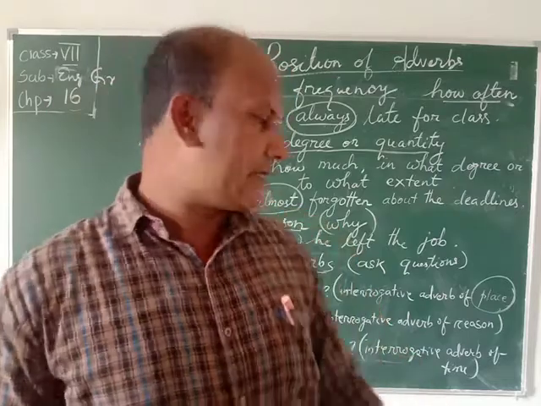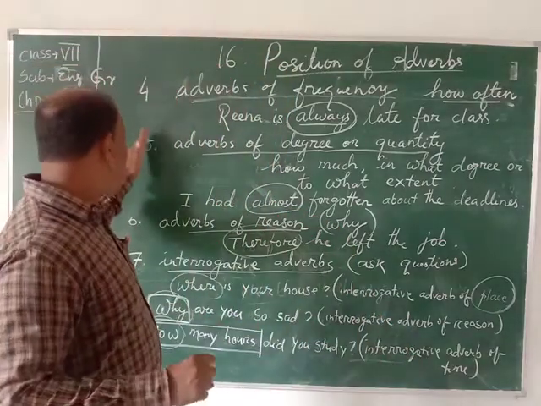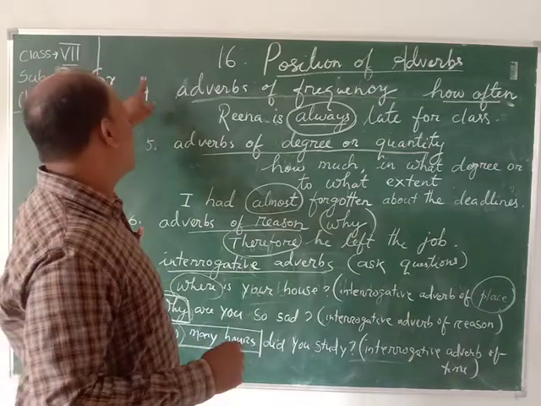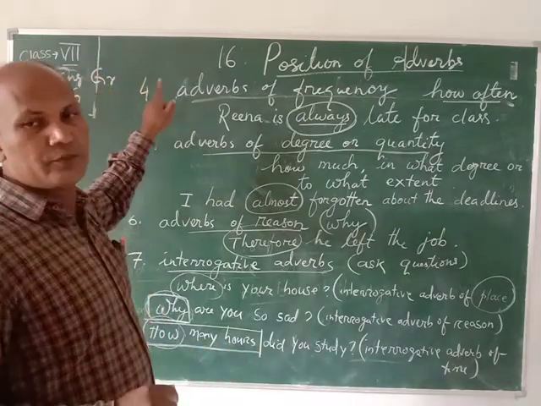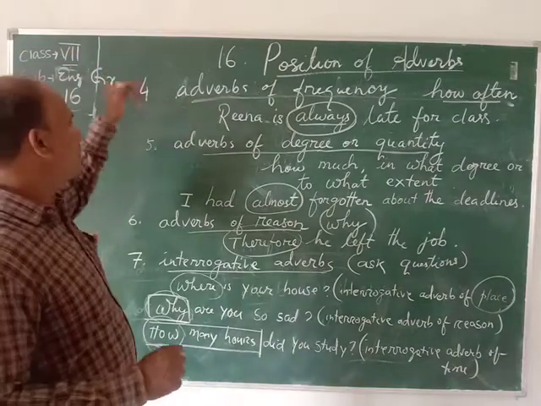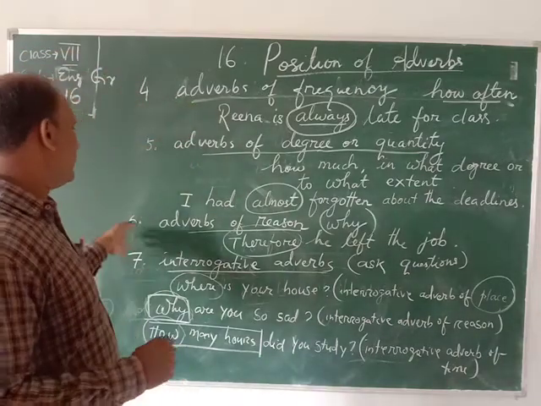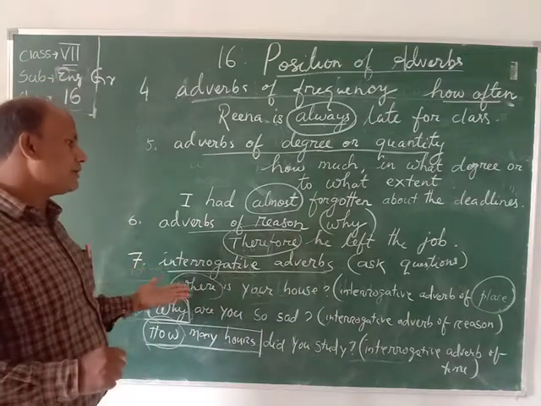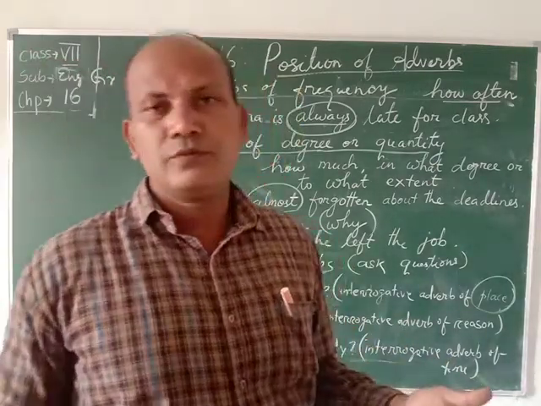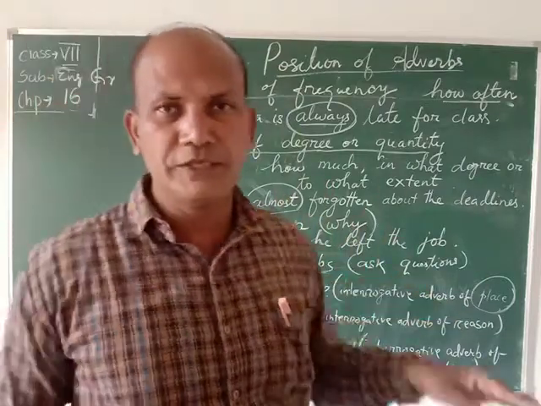So I hope that you have understood this. Point 1, point 2, point 3: adverb of time, adverb of place, adverb of manner, adverb of frequency, adverb of degree and quantity, adverb of reason, and interrogative adverbs just like place, reason, and time. So I have discussed, and you have to repeat and understand.